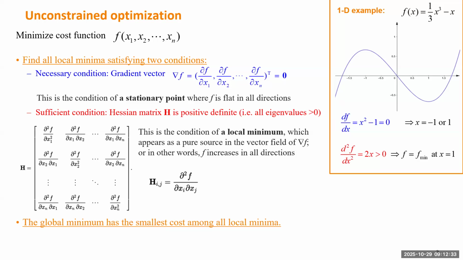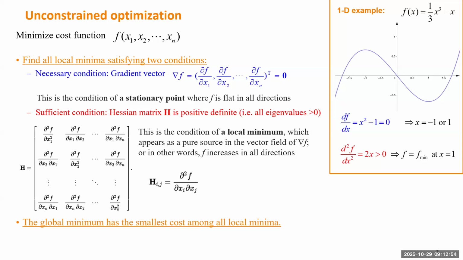So there are a necessary condition and a sufficient condition. The necessary condition means you need to find where the gradient vector becomes 0. That indicates the value of the cost doesn't change at that point. So that point can be a minimum point or a maximum point.